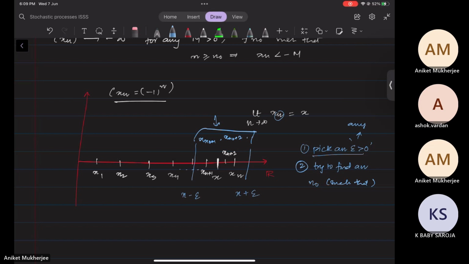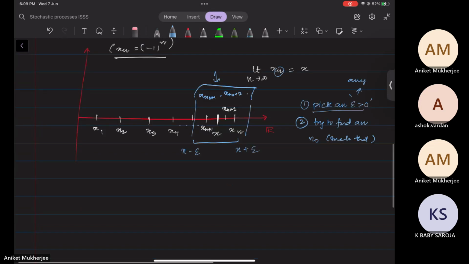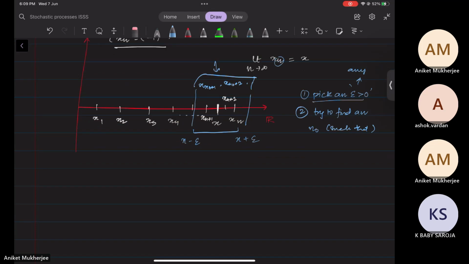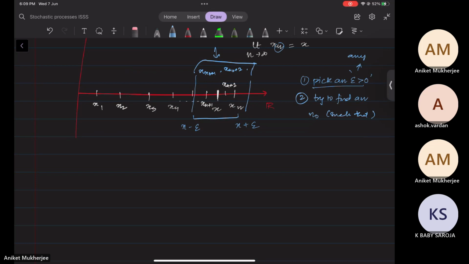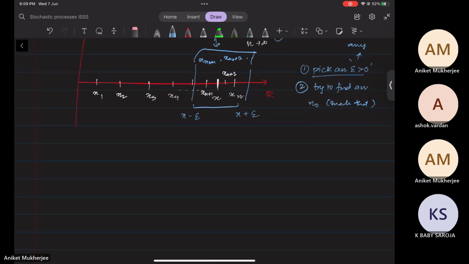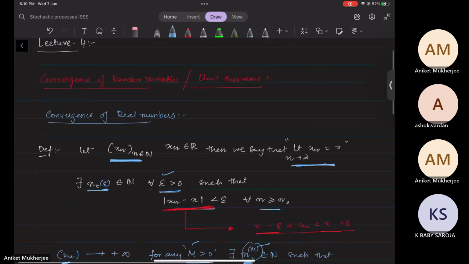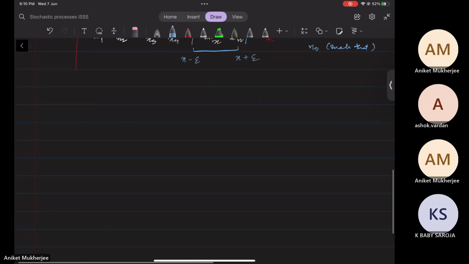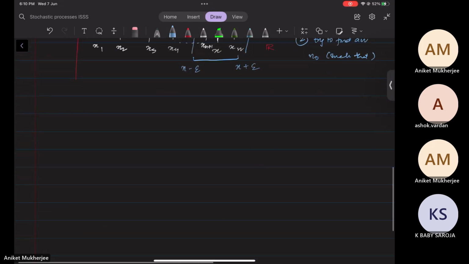So you need to do this for all epsilon greater than 0, and show that it lies between x minus epsilon and x plus epsilon for any epsilon that you pick. Then you can say that the real number sequence converges. So I hope you have seen many of these types of convergence, 1 by n convergence, 1 by n square convergence. I'll not go into this too much. What I'll be taking from this is, I want a similar notion of convergence for random variables, not for real numbers. So now we are going to convergence of random variables.